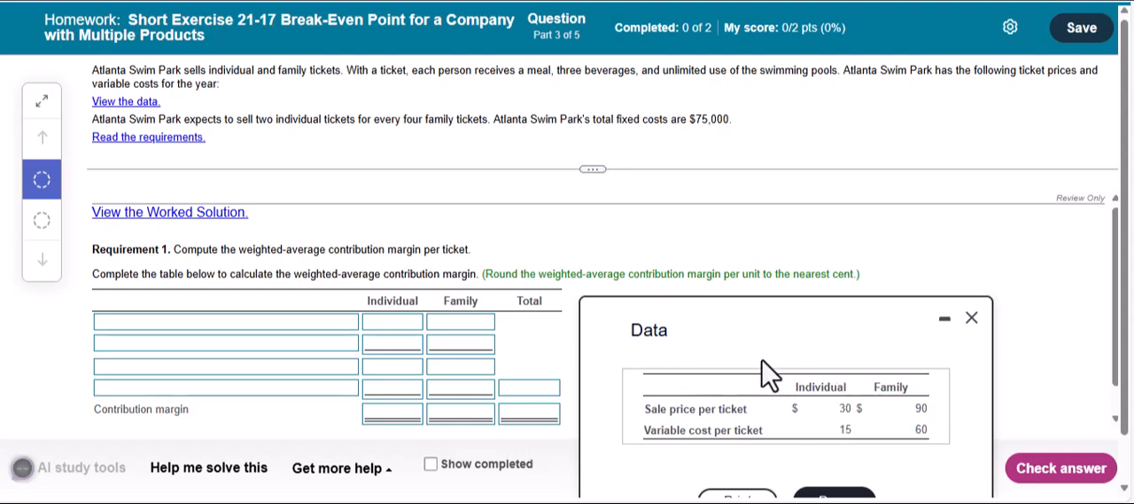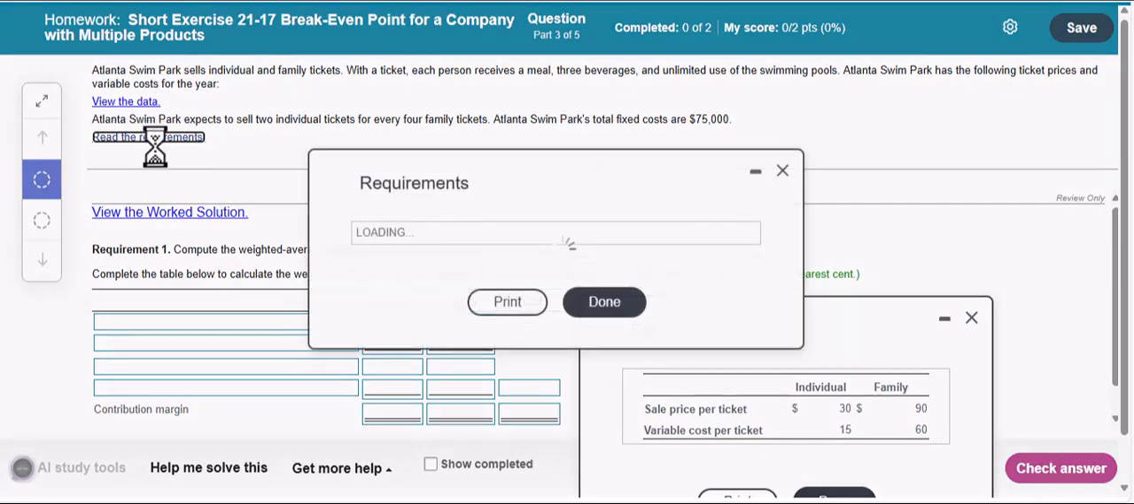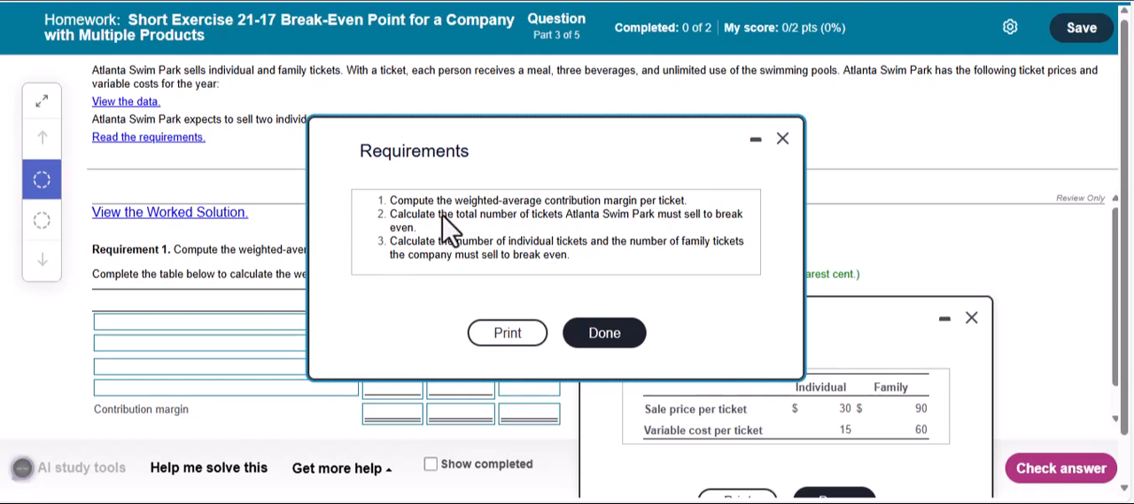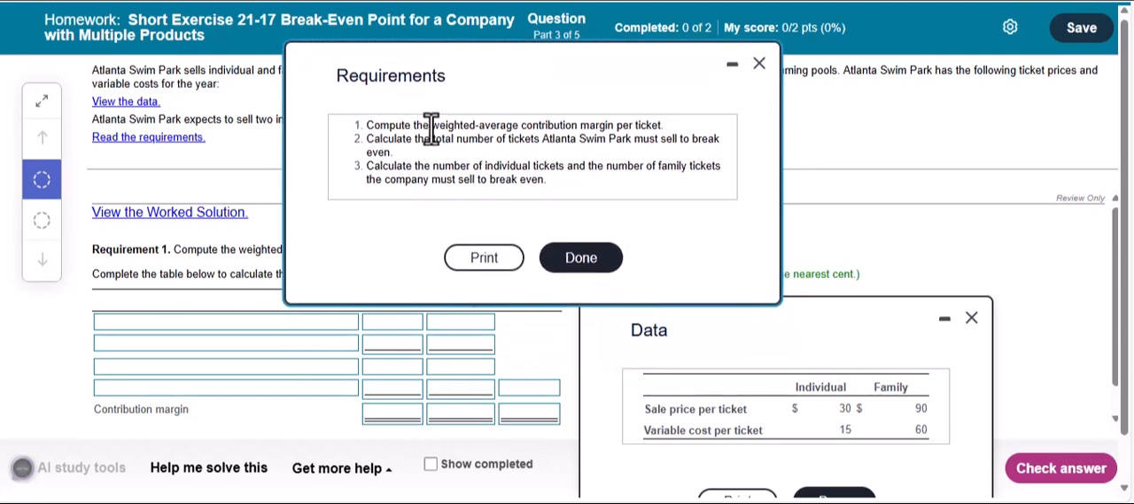So an individual ticket costs $30, and the variable cost of that ticket is $15. The family ticket is $90, while the variable cost per family ticket is $60. If we review our requirements here: we compute the weighted average contribution margin per ticket, then calculate the total number of ticket sales Atlanta Swim Park must sell to break even, and that's our main goal here, to see what that break-even point is.